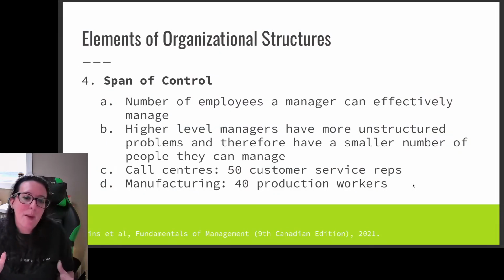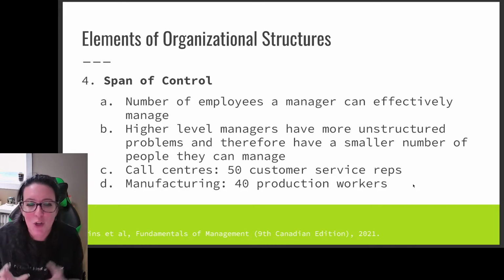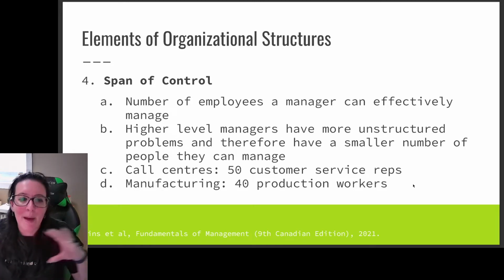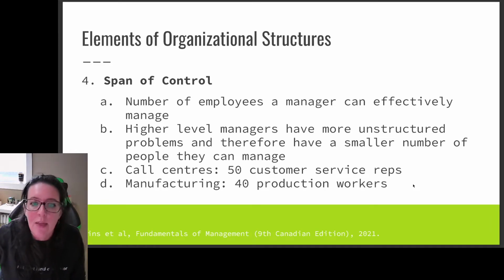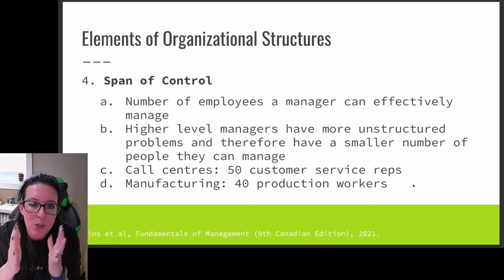So we talk about span of control. We're talking about the number of employees who a manager manages. That is, how many employees or subordinates report to you. How many people are you responsible for? If you're higher in the organization, then likely your span of control is quite narrow.